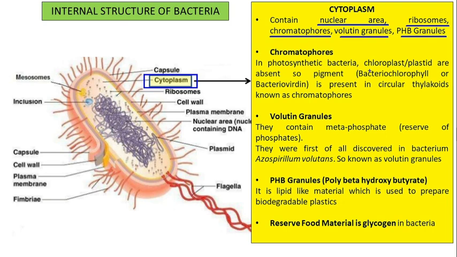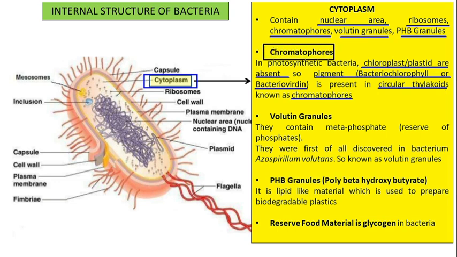So chromatophores, they are like the chloroplast. In bacteria, chloroplasts or plastids are absent. So where is the pigment? The bacteriochlorophyll pigment is present in bacteria, bacterioviridin pigment is present in bacteria, and both these pigments are present in the structure which is known as chromatophore. Chromatophores are nothing but circular thylakoids. These circular thylakoids or chromatophores are present in the cytoplasm.